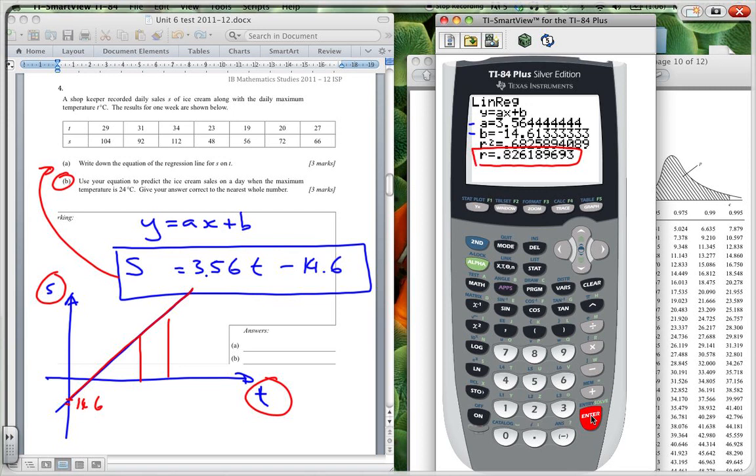What you are asked to do for B, use your equation to predict the ice cream sales on a day where the maximum temperature is 24 degrees Celsius. Give your answer correct to the nearest whole number. So we will put in 24 into our temperature, so we're going to get S is equal to 3.56 times 24 minus 14.6, and you do that on your calculator, and when you do that you get about 70.84, which you round to 71 ice creams.